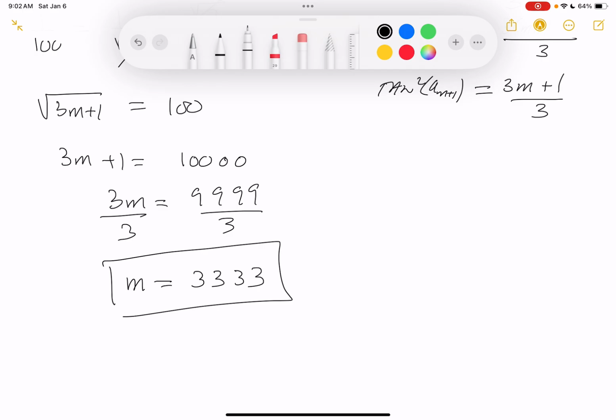I think that was their question. I want to go back and read it. And it says, consider the sequence, find the value of positive integer m. We did do that. It's 3,333, and we're done.